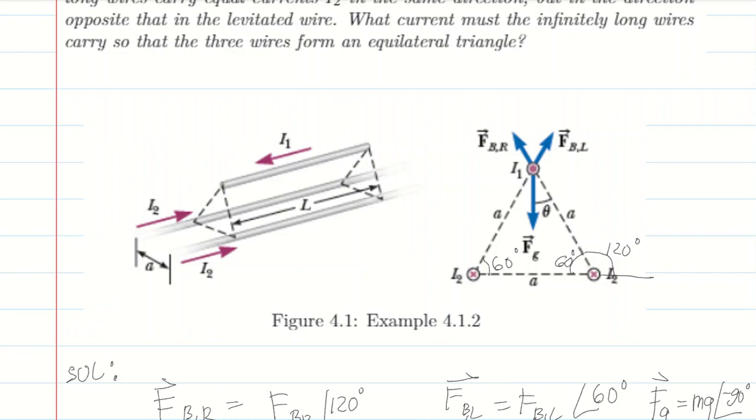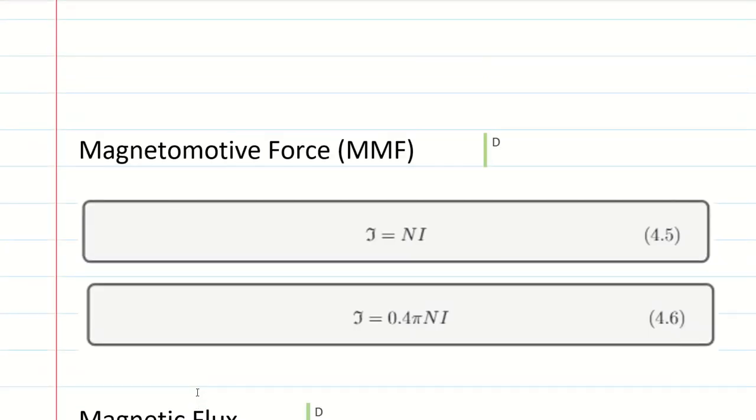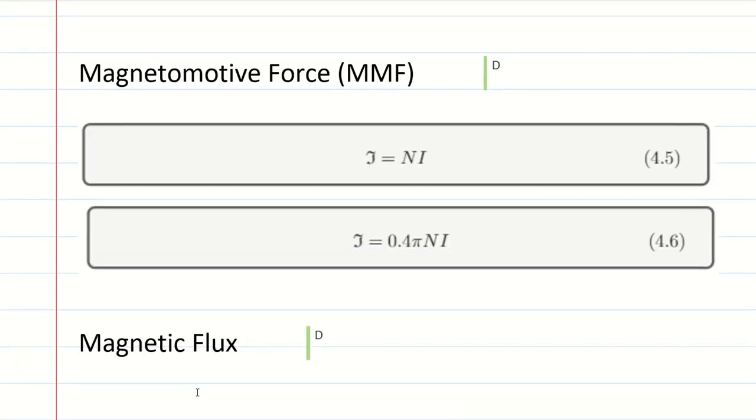Okay, so that is the force between two conductors that are in parallel. So next, what we did is just for a straight line. What happens if we have not a straight line, we have a coil? So if we have a coil, then there is what we call a magnetomotive force.